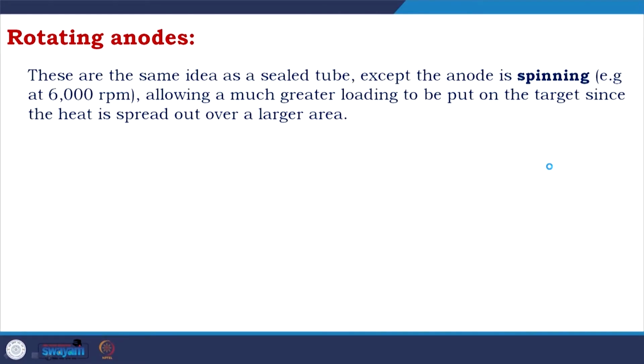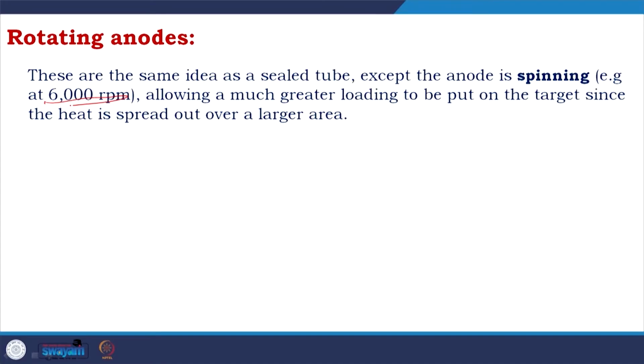Rotating anode, which is commonly used, has the same idea as a sealed tube, except the anode is spinning at 6000 rpm, allowing a much greater loading to be put on the target since the heat is spread out over a larger area. Rotating anode is a derivative concept and it is the mostly used X-ray source. Here the critical modification is, instead of making it static, there is a rotation, and because of the spinning, which is around 6000 rpm, the heat dissipation happens. So, higher energy X-rays are possible to generate.